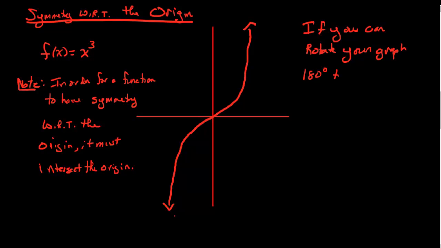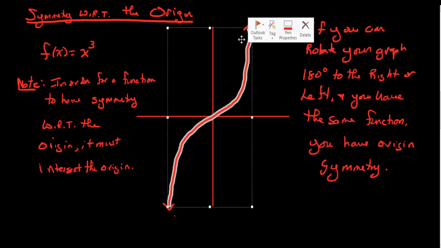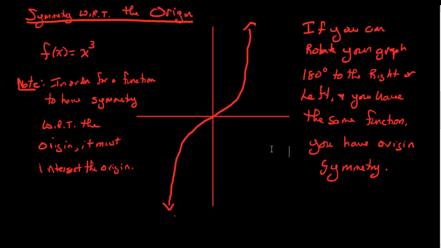If you can rotate your graph 180 degrees to the right or left and you have the same function, you have origin symmetry, or symmetry with respect to the origin. And notice we were able to do so. We were able to rotate this 180 degrees to the right or to the left, it does not matter, and we have the exact same function. So we have symmetry with respect to the origin.